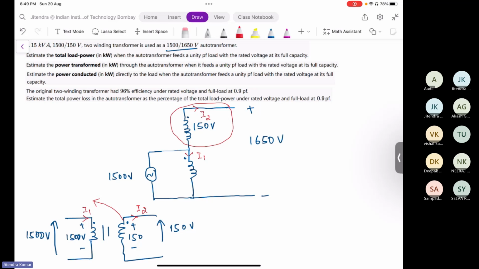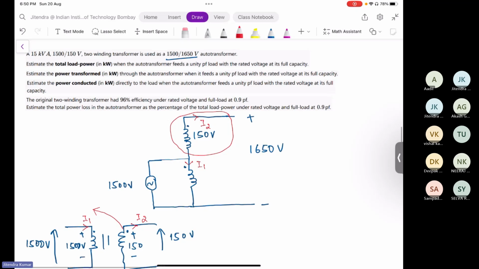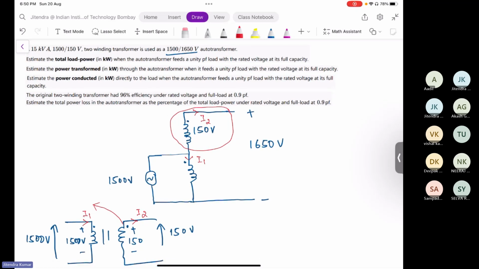Otherwise, if subtractive polarity had been given, we would have reversed it and we would have reduced 1500 minus 150. But if nothing is mentioned, you have to assume that both voltages are getting added. That is basically the use of an auto transformer. We just increase the rating of the auto transformer so that we can maximize the efficiency and increase the power rating of the transformer. So we will see what values come in the next part of this same problem.